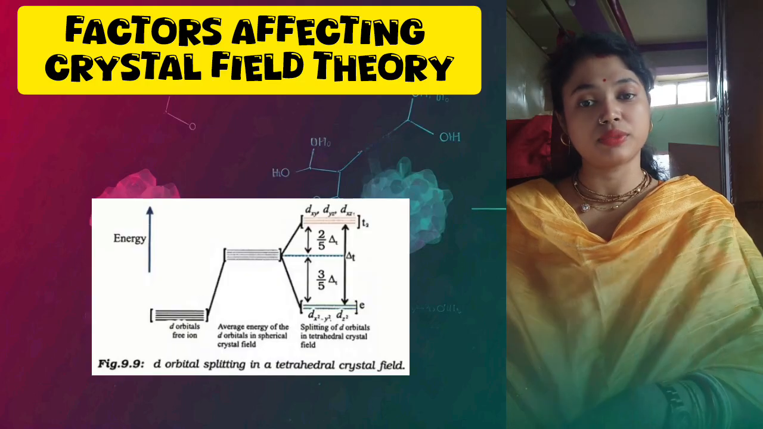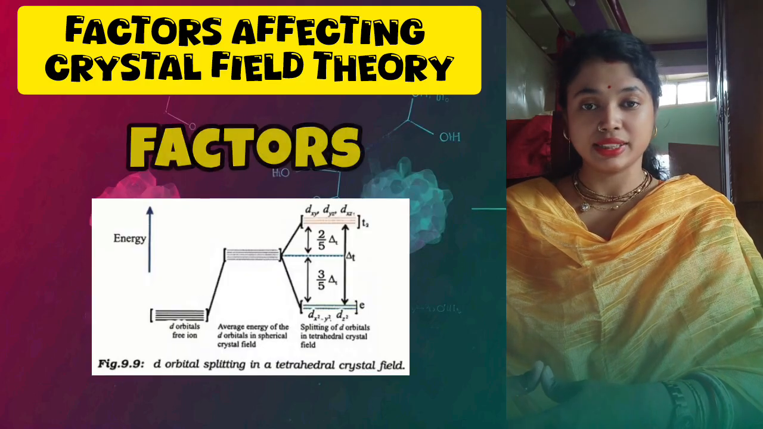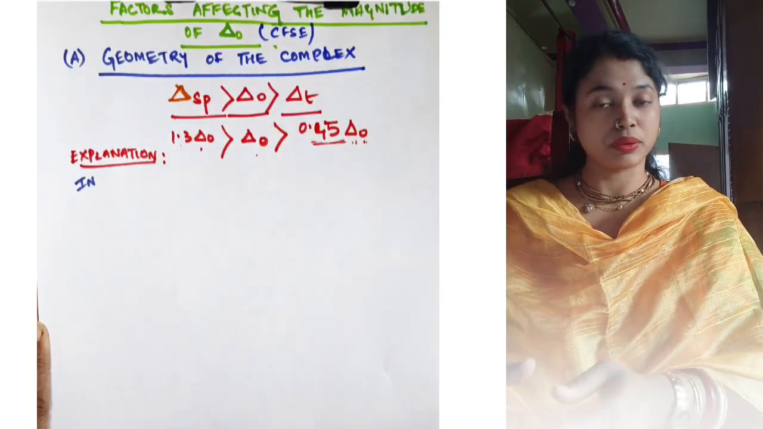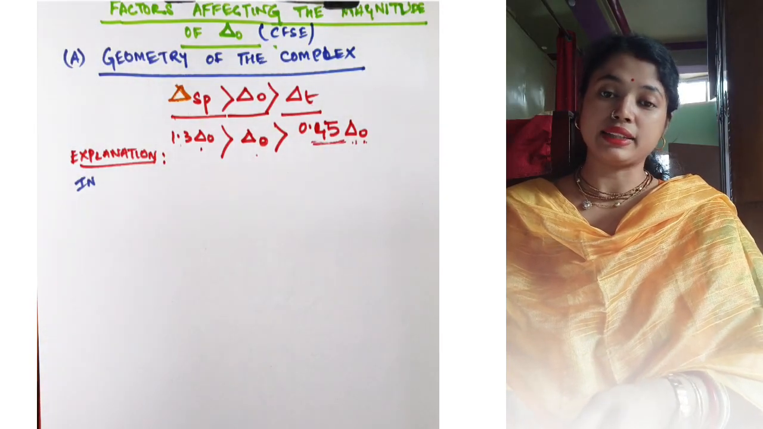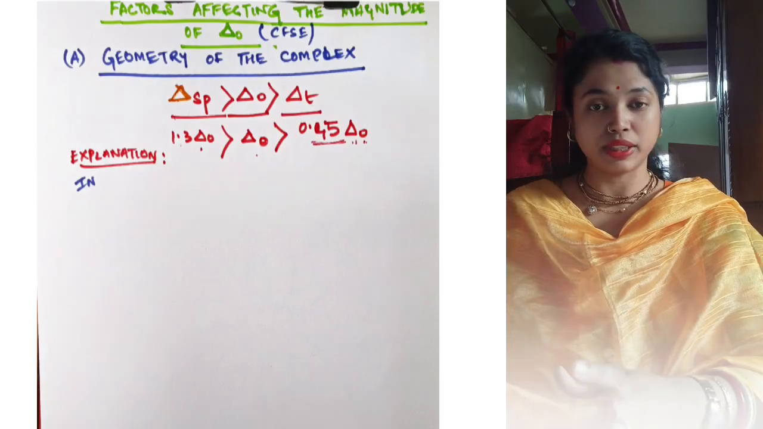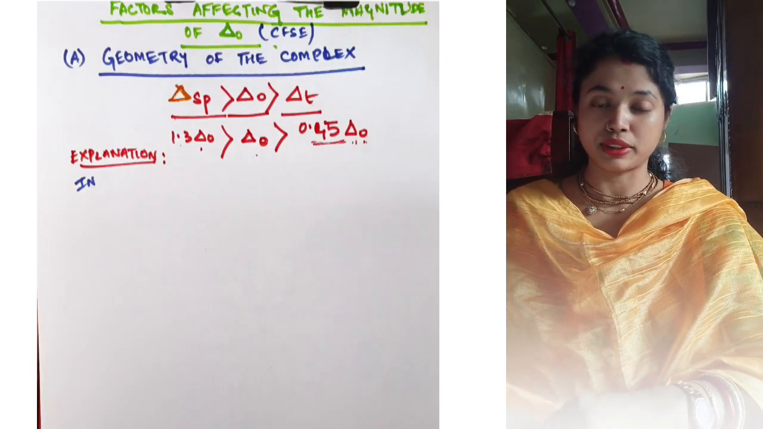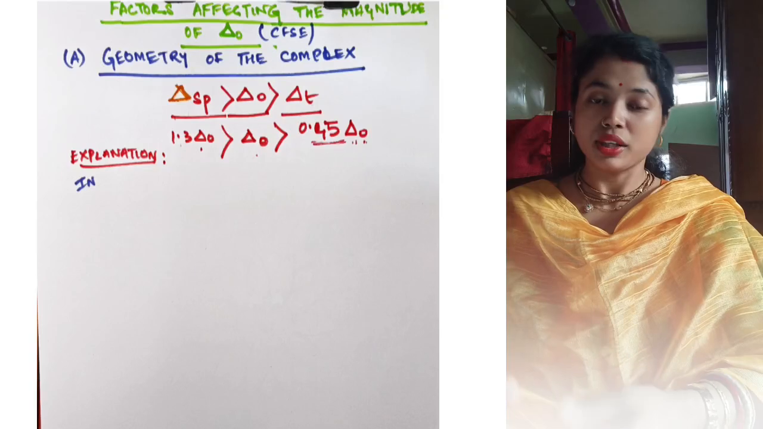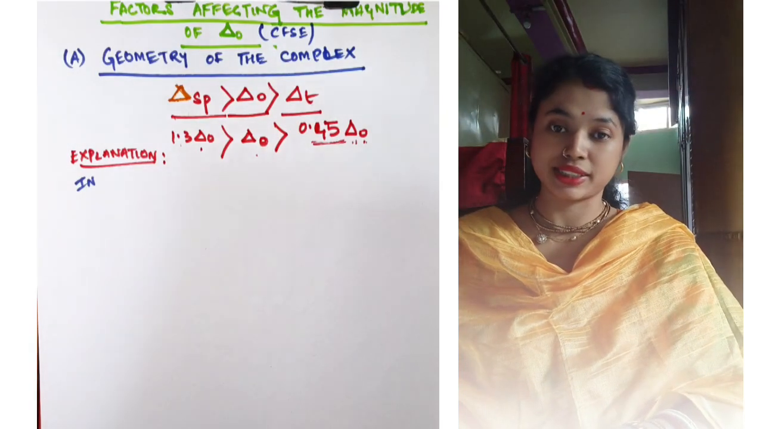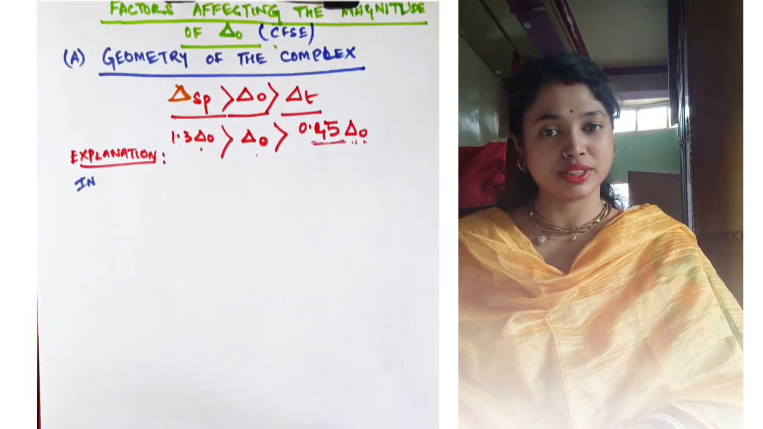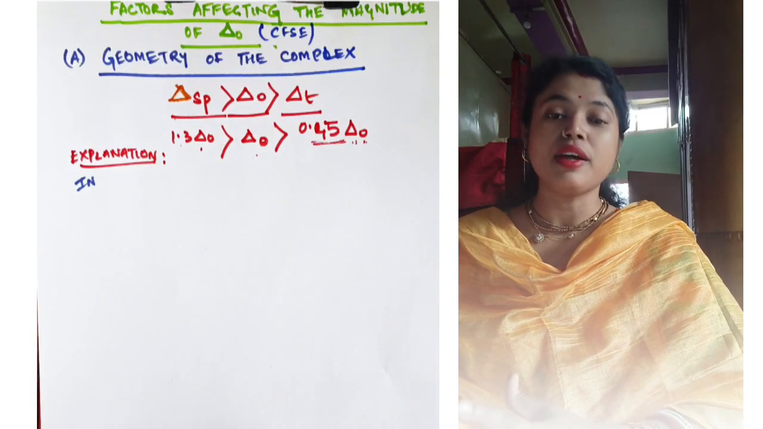So what are those factors? We are going to discuss in detail the factors affecting the magnitude of crystal field splitting energy. Which complex will show a high spin complex, which will show a low spin complex, which will form tetrahedral, which will form octahedral, and what are the factors on which they depend? That we are going to do in this chapter.